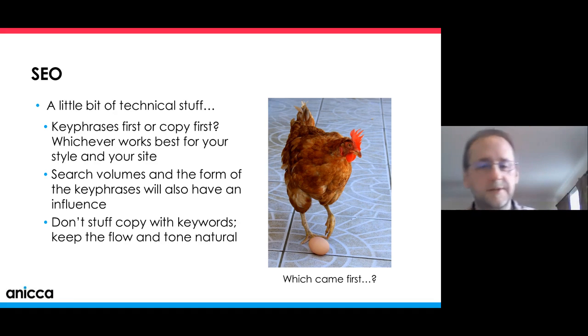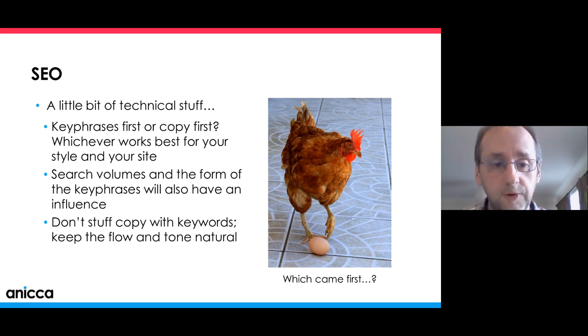So, as I mentioned, a little bit of technical stuff, because all of this writing doesn't act in isolation. One of the things I have found for myself is, am I better off starting with my key phrases from my key phrase research, or do I start off with my copy? I would say go whichever works best for your style and your site. For me, I like to know the key phrases and then work around that, but I don't have them as specific points that I have to have at the center point. I will write copy that I know can incorporate them because I've got them in the back of my mind. Getting the right level of them then comes at the next stage of the process when I'm refining it. But if you like, I write from the heart first with something in my brain at the time.